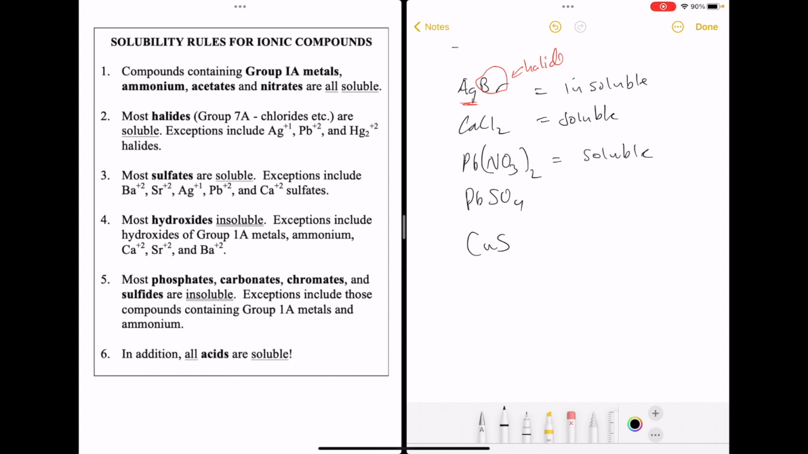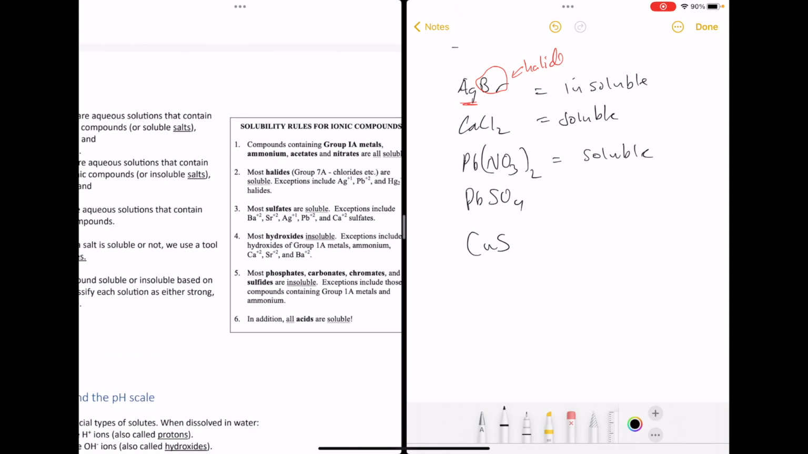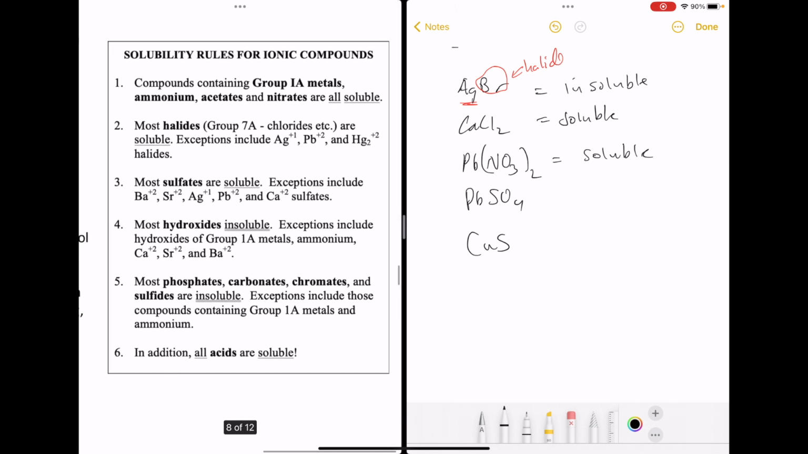The next one, lead(II) sulfate. Rule number 1 doesn't have either of those ions in them. Rule number 2 doesn't have either of those ions either. It does say lead right here in the notes, but that lead has to be combined with halides, and we're not dealing with halides right now. We're dealing with sulfates. Rule number 3 says sulfates. Most sulfates are soluble. Exceptions include barium, strontium, silver, lead, and calcium. So it's an exception, and therefore this is insoluble.